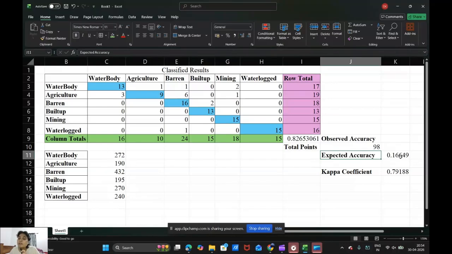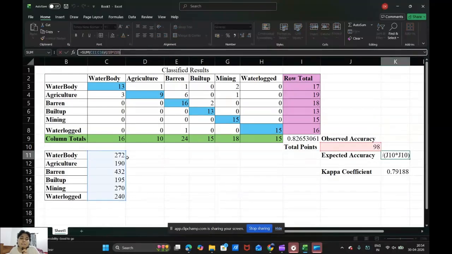Now if I want to find out what is the expected accuracy, then this is the formula. We take a sum of all these multiplied values that we have taken, that is the row total multiplied by column total for each of the classes. We take a sum of all these and then divide it by the squared total points. What is the total points? Total points is 98. So 98 into 98, that is the square of 98. We divide the sum of all these row totals multiplied by column totals by the square of the total points, and that gives us the expected accuracy.